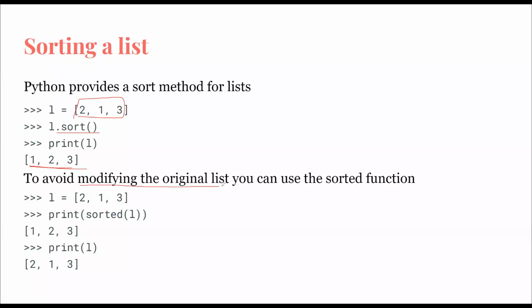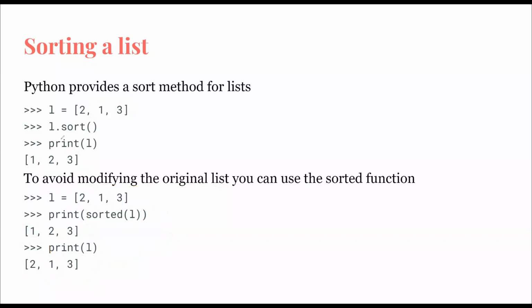To avoid modifying the original list, you can also use the sorted function. What this does is it sorts L without modifying whatever's in the original list. So when we print sorted L, we get our sorted list, which is 1, 2, 3. But if we print out just L again, you see that we didn't sort anything in our list. We completely didn't change it at all. This is because it created another variable that has a sorted list, and it gives you that output, but we didn't actually modify anything.